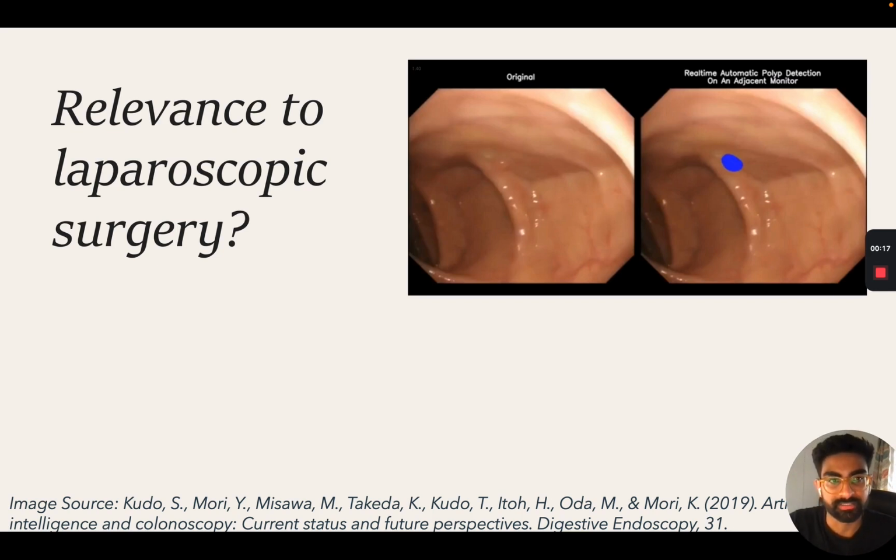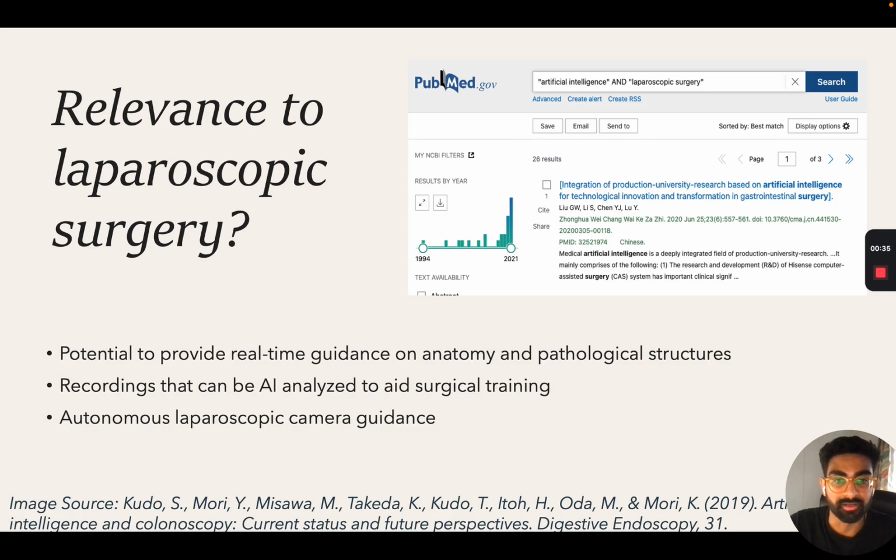Okay, I just want to point out this study by researchers who analyzed a lot of colonoscopies, trained an algorithm to find polyps, and then used this algorithm in real time to assist them in finding polyps that they could have potentially missed. So this can be applied to laparoscopic surgery because there's a lot of video data that can potentially be analyzed to give us data on anatomy as well as pathological structures, such as endometriosis, for example.